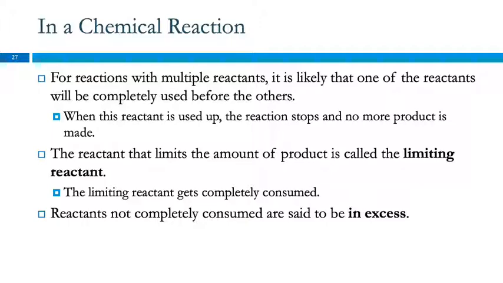So when that one reactant gets used up, the reaction stops, just like pizza making. No more sauce, no more pizzas. So we call that the limiting reactant. The limiting reactant gets completely consumed, and the other reactants are left over. They are in excess. They are the excess reactants. We have more than what we need. And they just sit around afterwards. They're still there. Any questions?